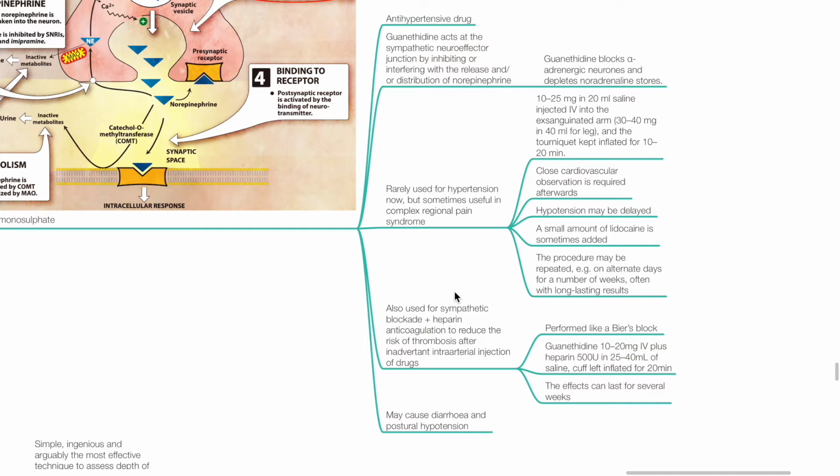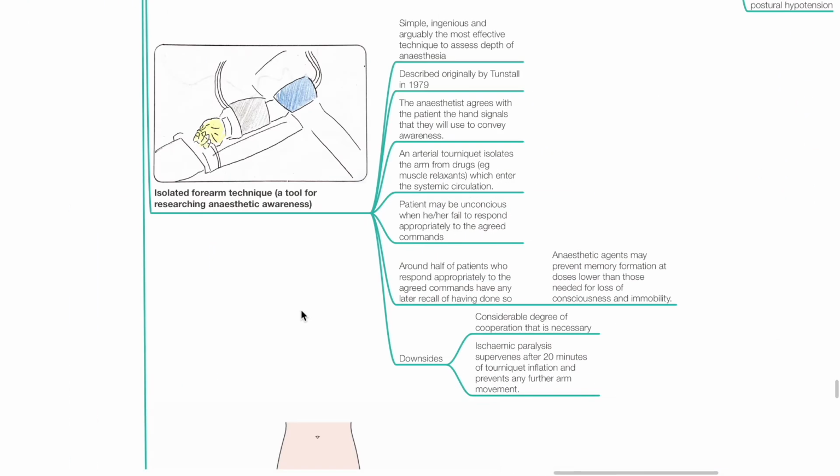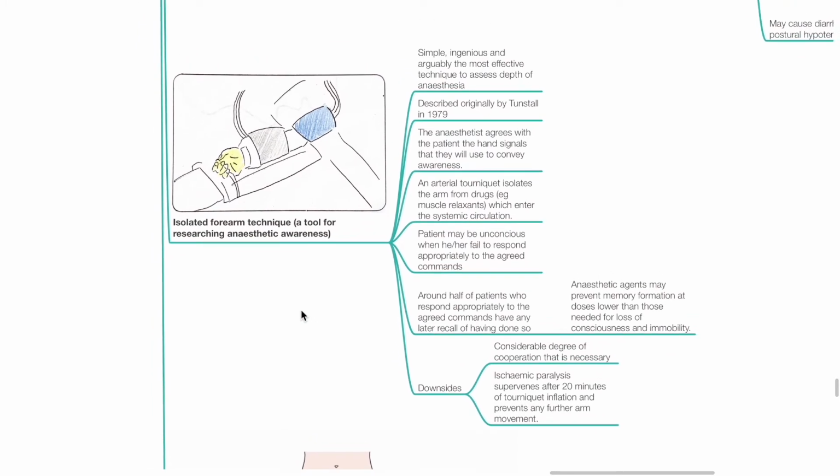A guanethidine block is also used for sympathetic blockade with heparin anticoagulation to reduce the risk of thrombosis after inadvertent intra-arterial injection of drugs. It is performed like a Bier block. The dose is guanethidine 10 to 20 mg IV plus heparin 500 units in 25 to 40 ml of saline, and the cuff is left inflated for 20 minutes. The effects can last for several weeks. Guanethidine may cause diarrhea and postural hypotension. The arterial tourniquet is also used in the isolated forearm technique as a tool for researching anesthetic awareness.